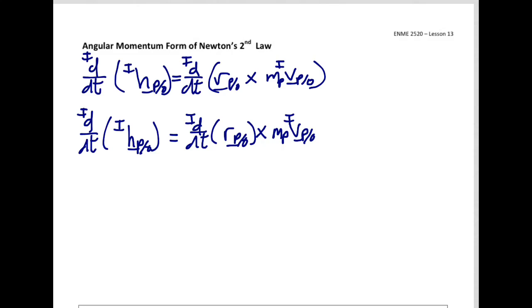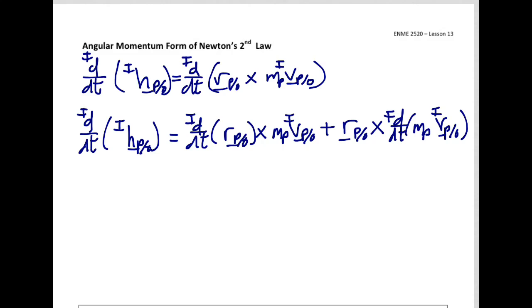And then for the second half of the chain rule, it'll be our position vector, r of P with respect to O, cross with the time derivative of our momentum. So it's m_P, the mass of point P, times v of point P with respect to O as observed in the inertial reference frame.